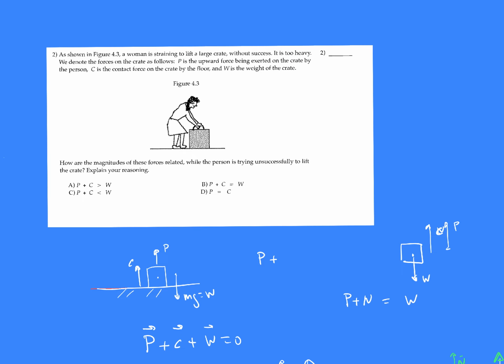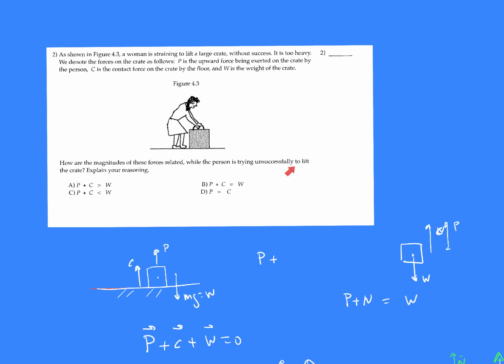And C is the force that the floor exerts going up. Normally we call this force N, the normal force, but in this problem they call it C. So the question asks how the magnitudes of these forces, P, C, and the weight, are related when the person is trying unsuccessfully to lift the cradle.